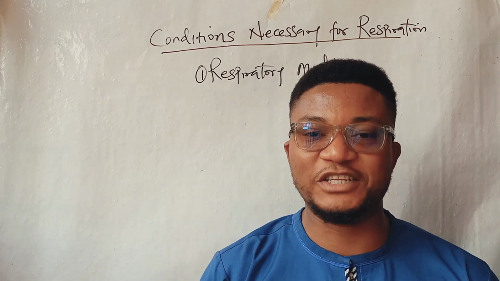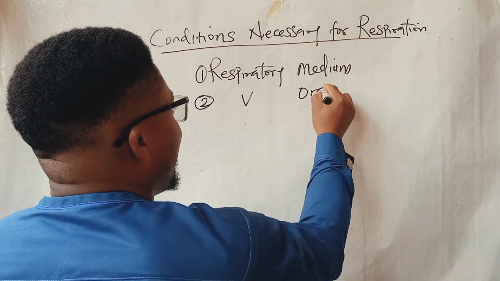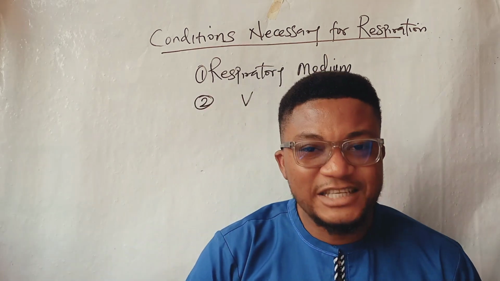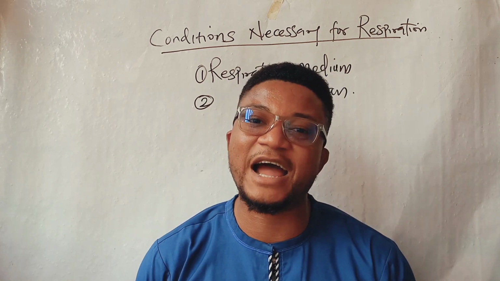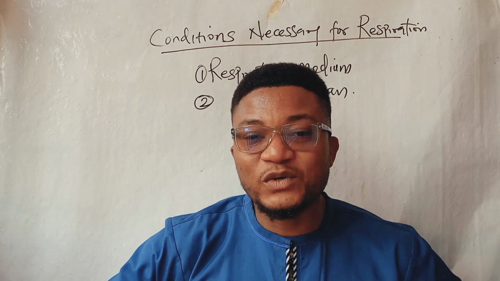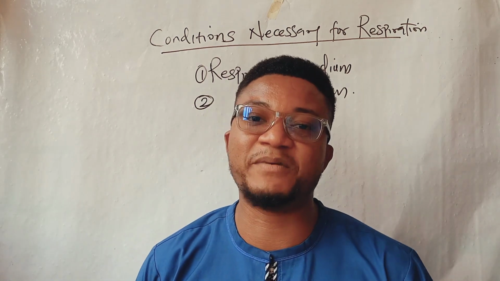So number two condition is the respiratory organ. So class, for respiration to also occur, there must be an organ. Just like in man, just like in all the higher animals, the organ for respiration is the lungs. So definitely there will be an organ available for respiration to take place.